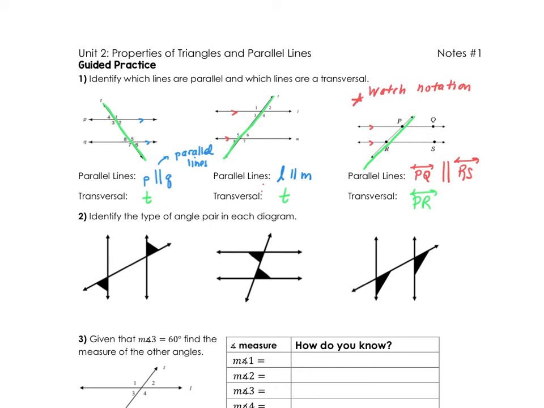All right, number 2, it says identify the type of angle pair in each diagram. The first thing I'm going to do is identify the transversal for each one. Remember, the transversal is the line that intersects your two other lines. So in the very first example, these two angles are on alternating sides of the transversal, and they're both exterior. So we would say that they are alternate exterior angles.